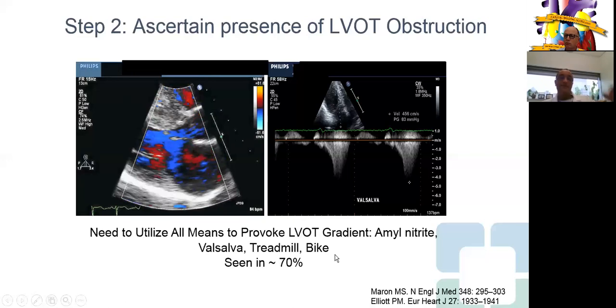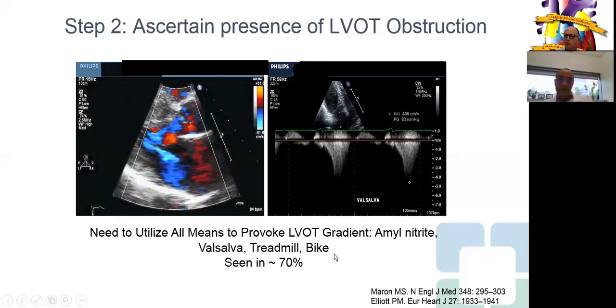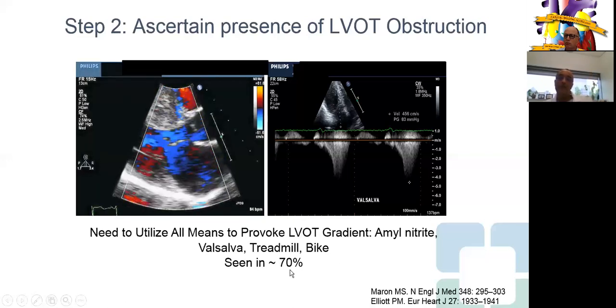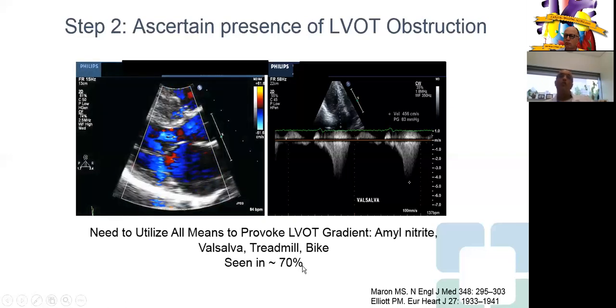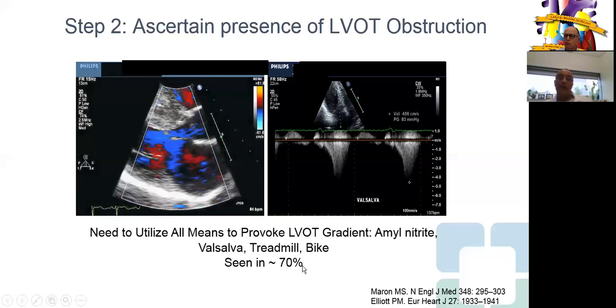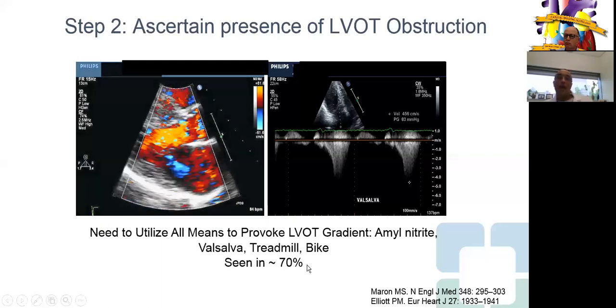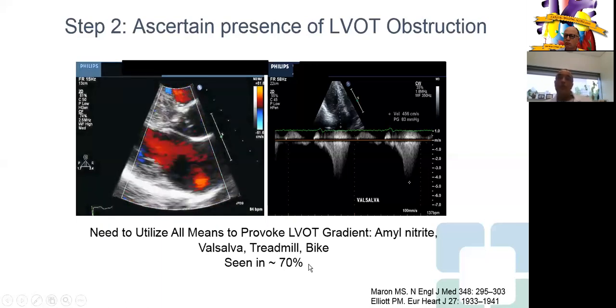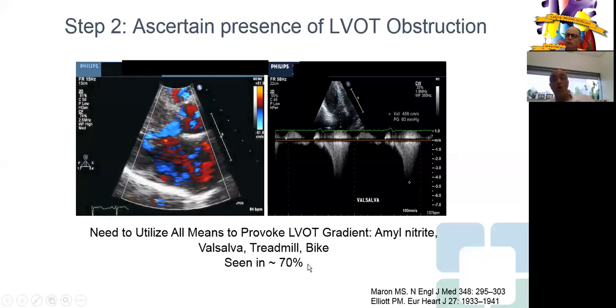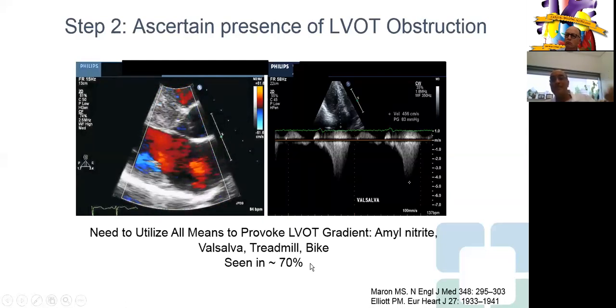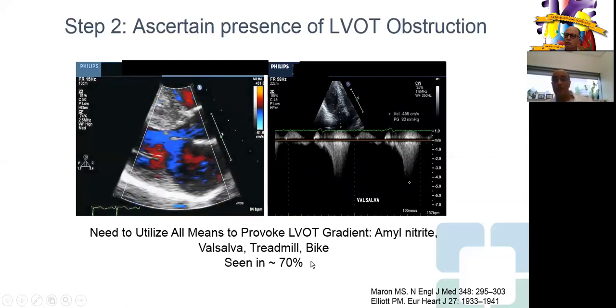The key here is, if looked for diligently, you will see it in about 75% of patients. Now, if you only rely on the resting gradient, severe outflow tract obstruction is only seen in about 25% of patients. So if you don't provoke, you may miss it in a substantial proportion of patients.